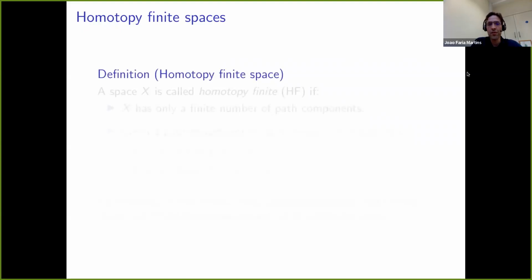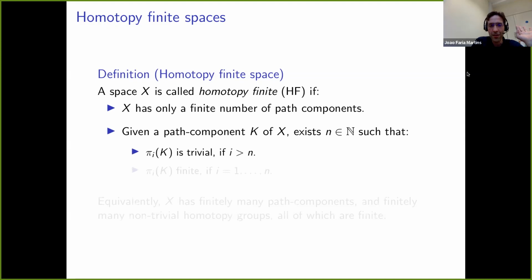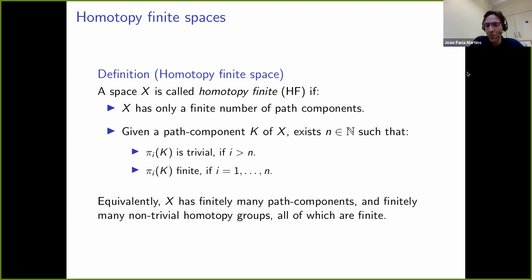So what is this thing of a homotopy finite space? Maybe I should just state the formal definition of a homotopy finite space, which is a bit of a mouthful. So the space X is called homotopy finite if X has finitely many components and finitely many non-trivial homotopy groups, all of which are finite.